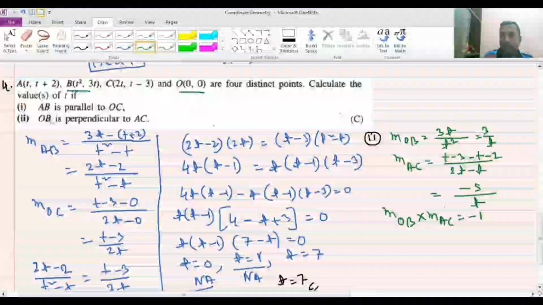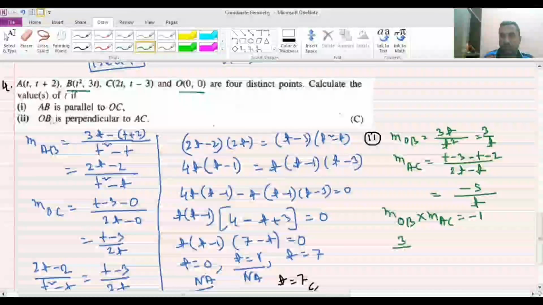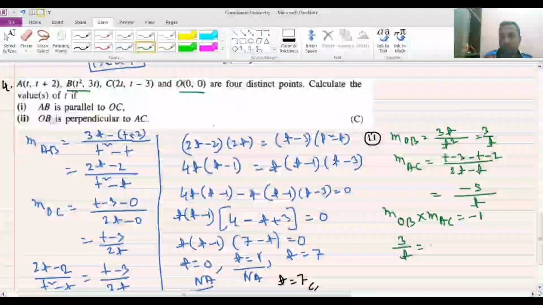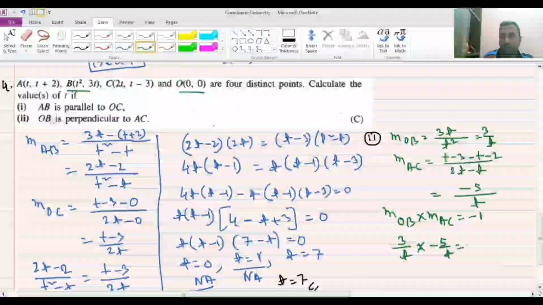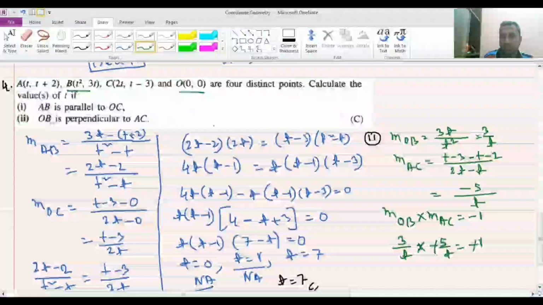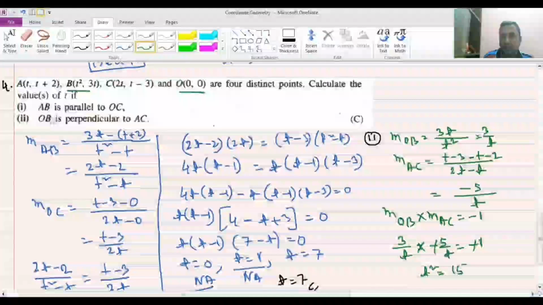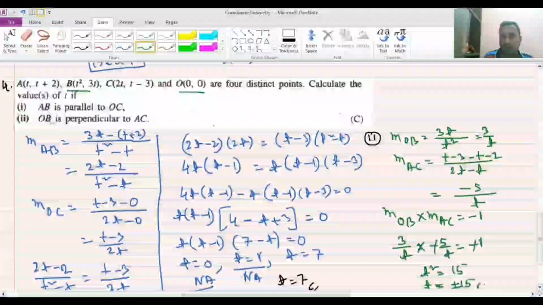So let me write it here: 3/t times (−5/t) = −1. The minus 1 cancels, so t² = 15. Now t = ±√15.